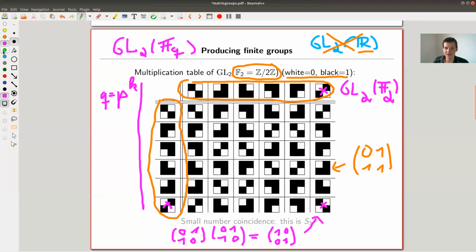And actually, secretly, if you want to check this, there's a small number coincidence here. This is actually the symmetric group. But in general, for not small coincidences, you get actually new groups which you haven't seen before. And in some sense, all groups are of the form GL or something like that. I will comment on that later. But for now, just take it as, oh, this is a really good way to produce groups.